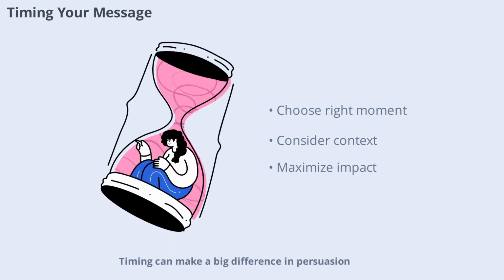Timing can make a big difference in persuasion. Deliver your message when your audience is most receptive, whether that's during a meeting after a success or when a problem needs solving. Pay attention to context and choose the right moment to maximize your message's impact.